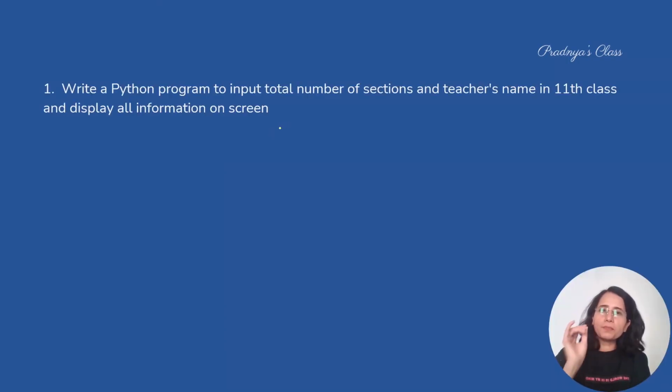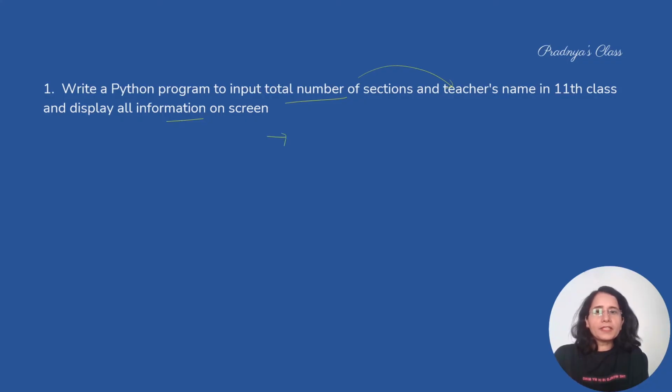Let's create one simple dictionary. We have to write one program to enter the total number of sections, and for that many sections we have to enter the teacher's name, and all this information we have to print on the screen. So let's understand the steps.